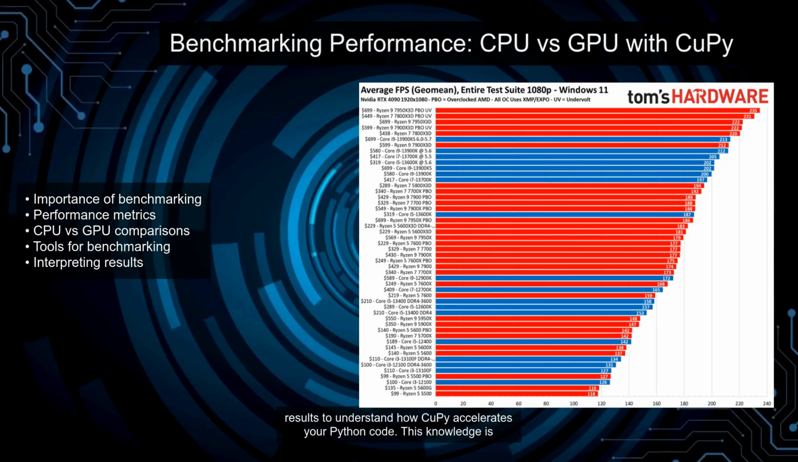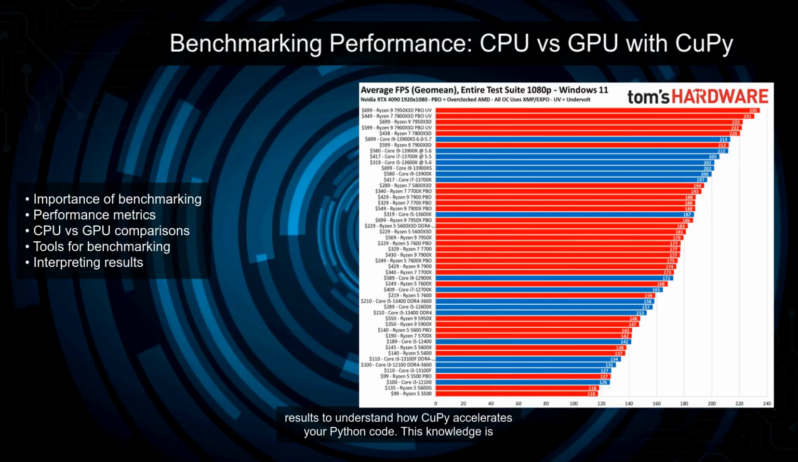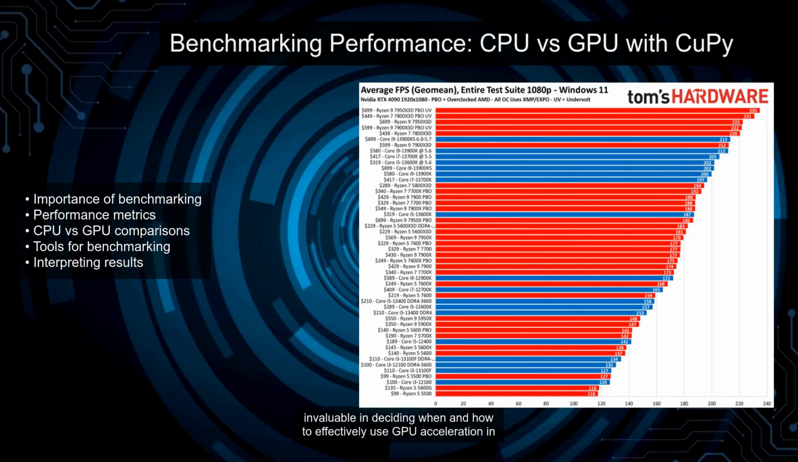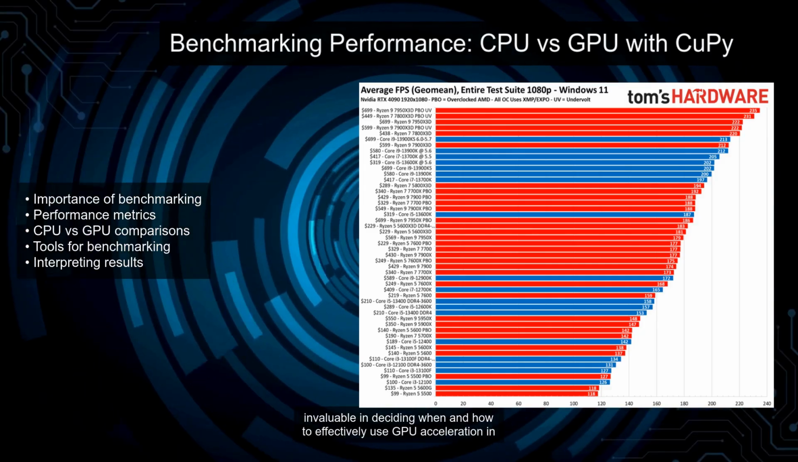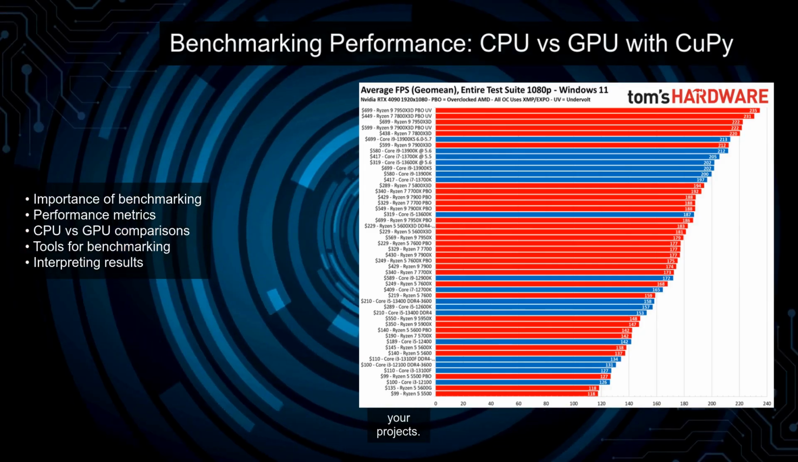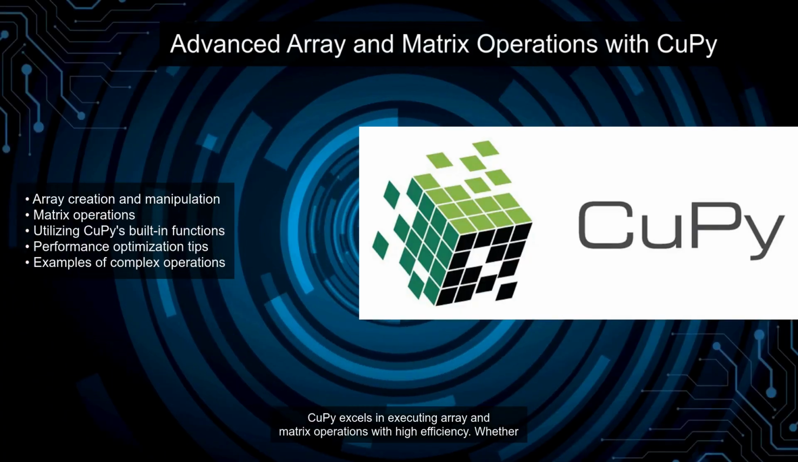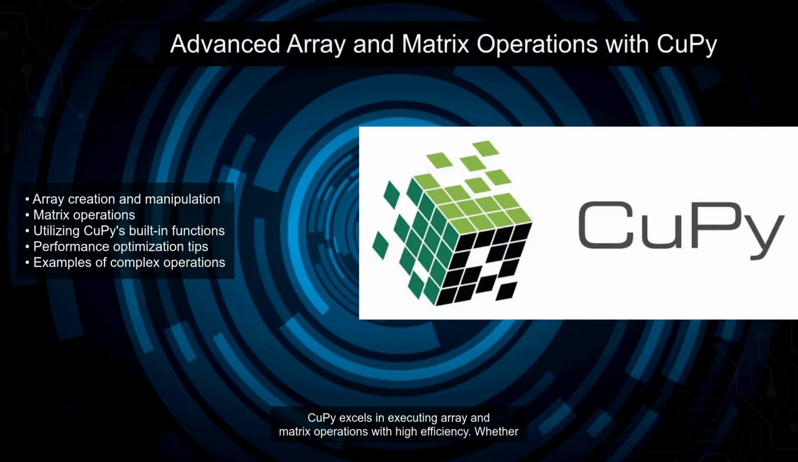This section will guide you through setting up benchmark tests, running them, and interpreting the results to understand how CuPy accelerates your Python code. This knowledge is invaluable in deciding when and how to effectively use GPU acceleration in your projects. CuPy excels in executing array and matrix operations with high efficiency.